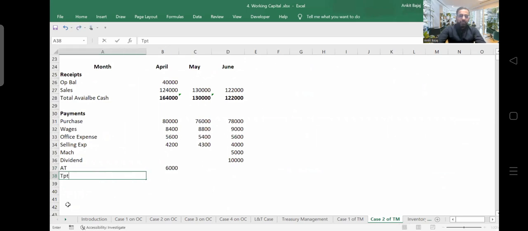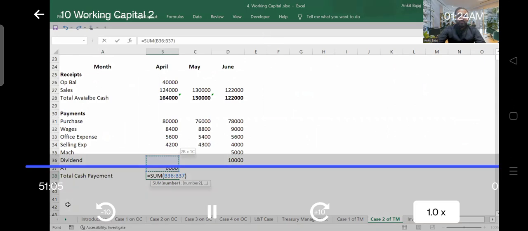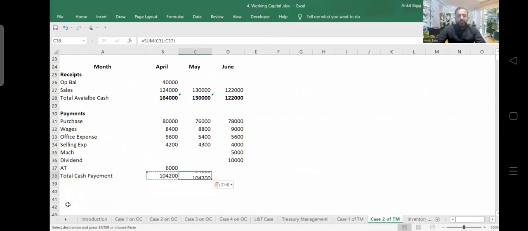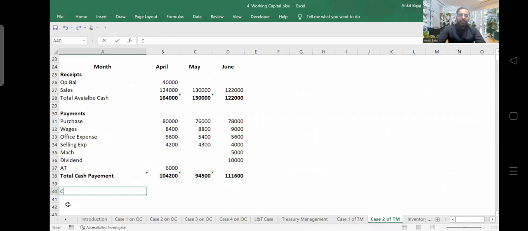So now I have to calculate the total cash payment. What is going to be the total here? It is 1,04,200, and I will copy the data. So here we get the total cash payment amount. Now I have to calculate the closing cash balance. It is going to be 1,64,000 minus 1,04,200, and I will copy this data here.